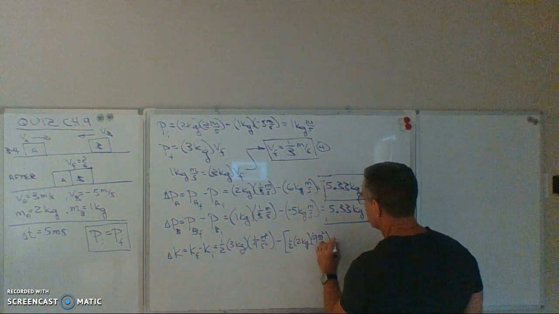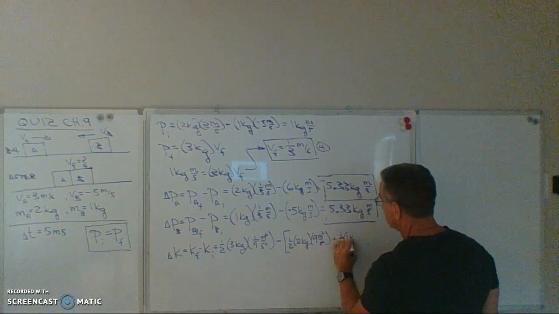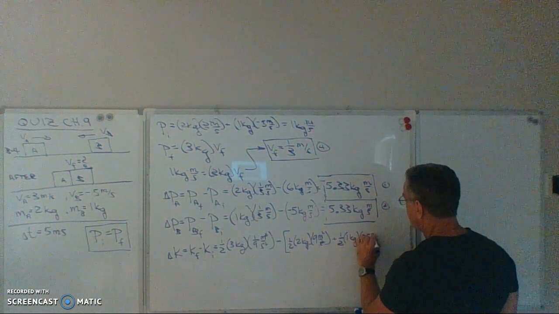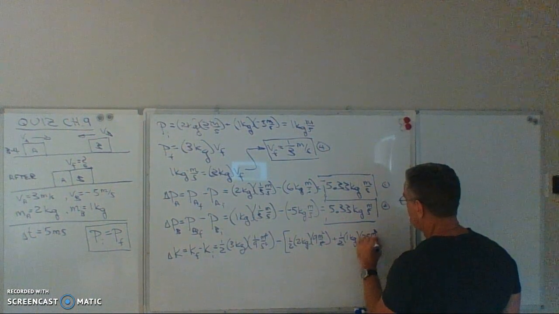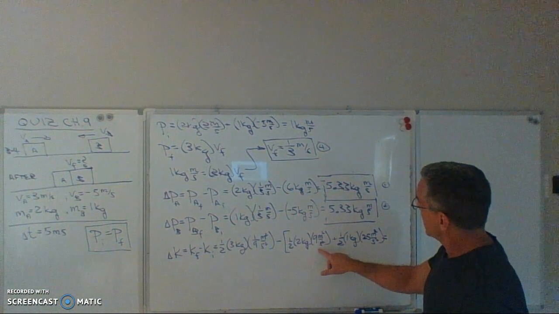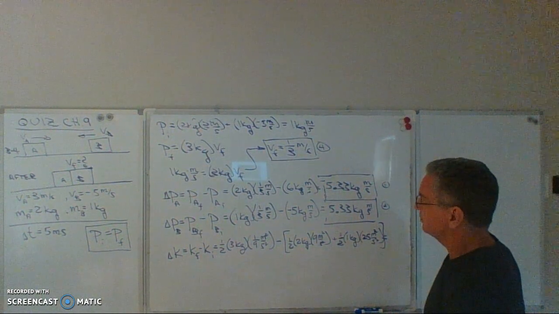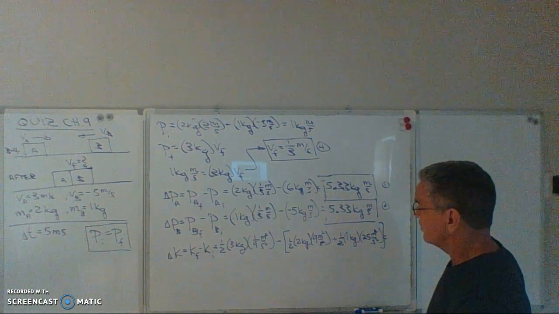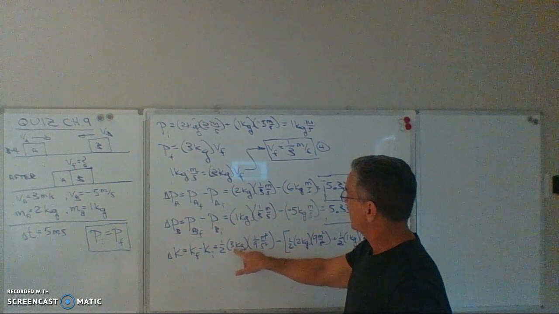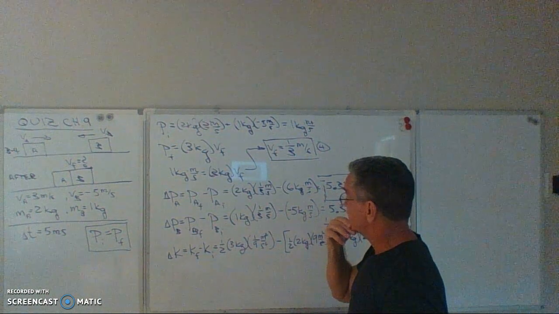Then add to that 1/2 times the mass of the second block, 1 kilogram, times its velocity squared, which will be 25 meters squared per second squared. So this is 12.5, and this will be 9, so 12.5 plus 9 is 21.5. And now this is going to be 3/18, which would be 1 over 6, so 1/6.